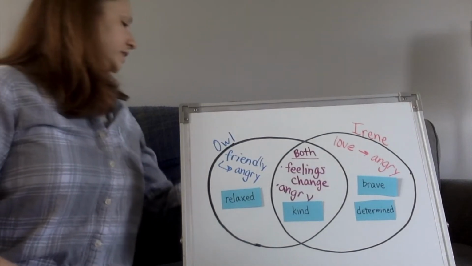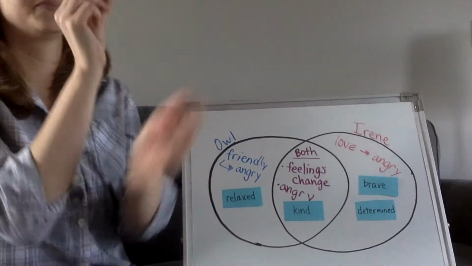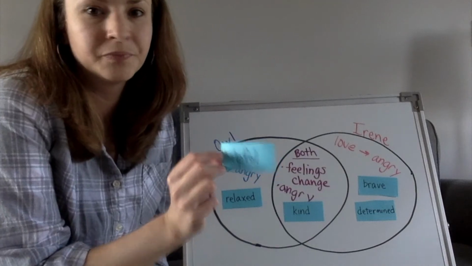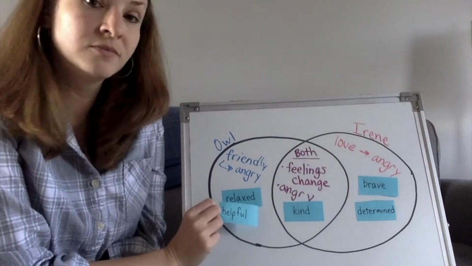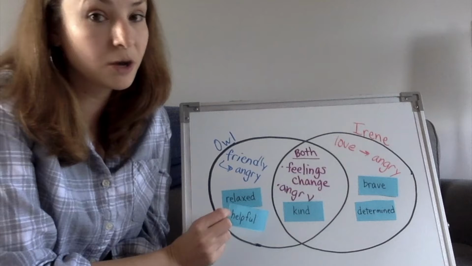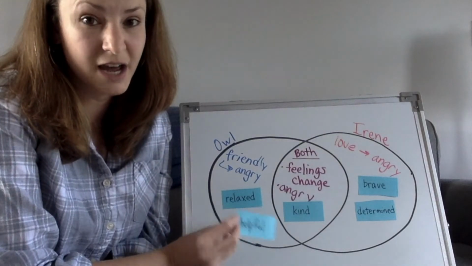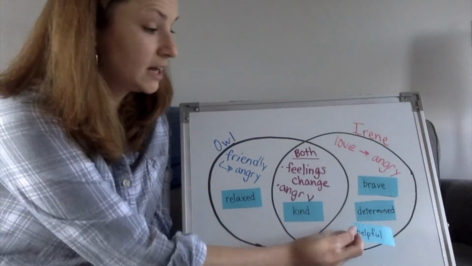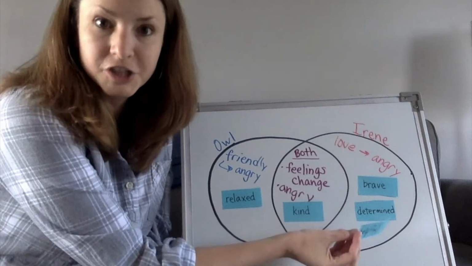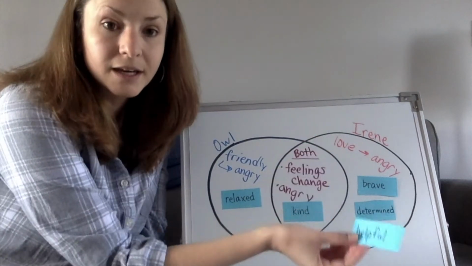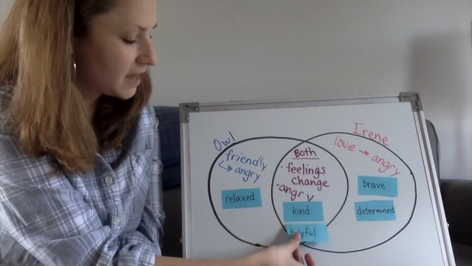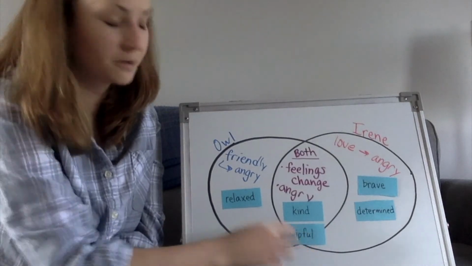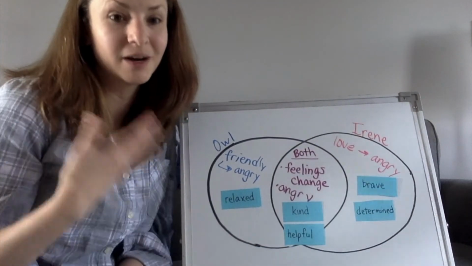Which character, or both, was helpful? Was Owl helpful? Yeah, he tried to help Winter come in and feel better. So I think he was trying to help Winter. Was Irene helpful? For sure. She was trying to help her mom and the Duchess get the dress for the ball. So I think that one should go for both. Both characters in their stories were helpful.